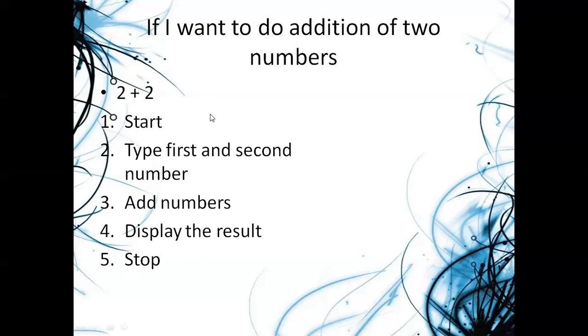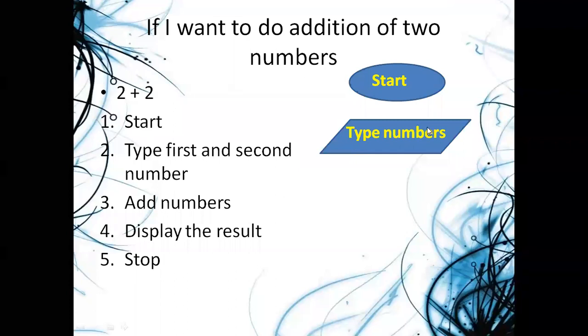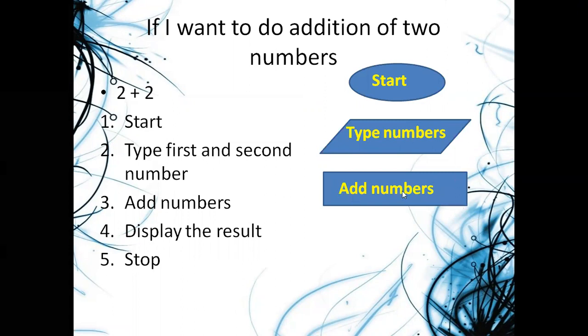Let's understand how we can draw the flowchart with the help of this algorithm. As we know, first we will use this oval shape for the start and end. So this is start, and we have written the first step, start. Second one is the input box. In that we will write type numbers 1 and 2. Then third we will take the processing box. In that we will write add numbers. Then fourth we will take again the input output box. That is for output, display the answers. And last we will do stop.